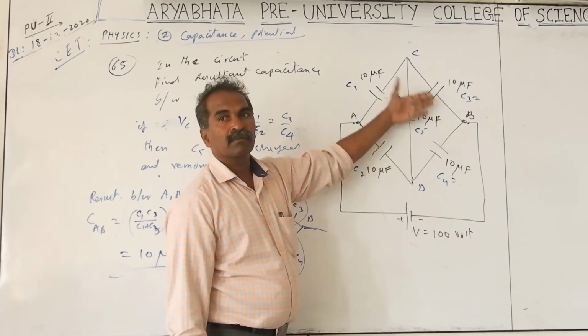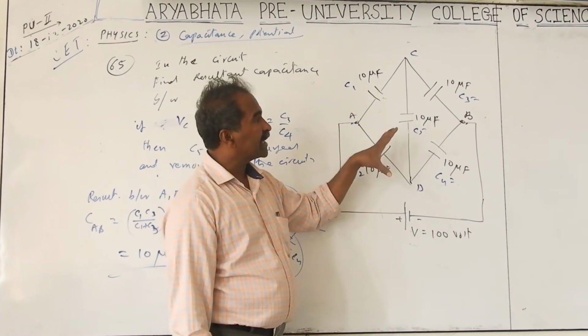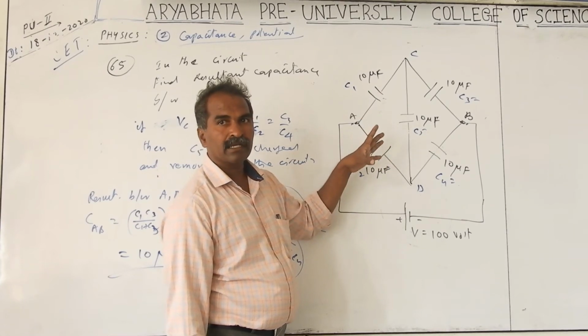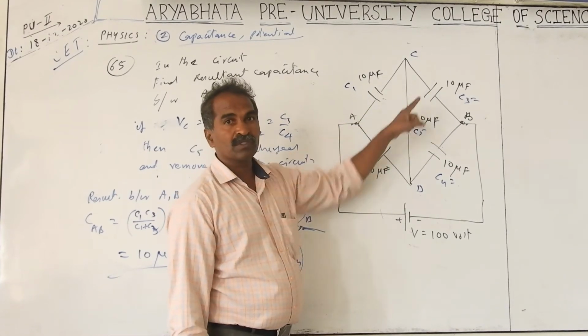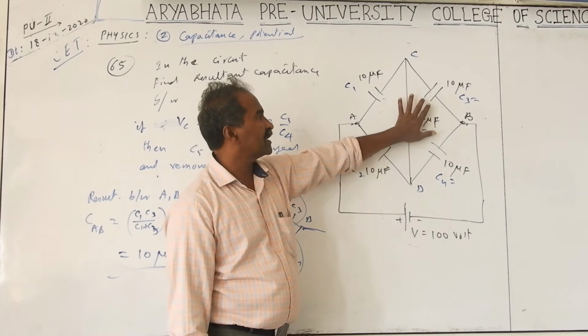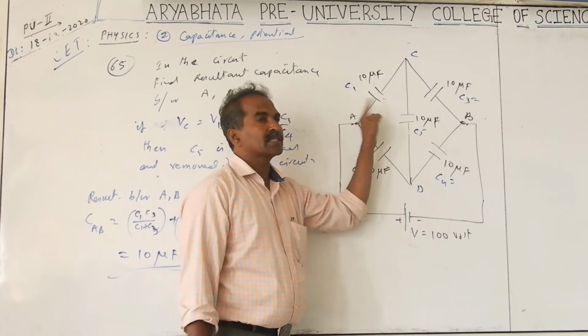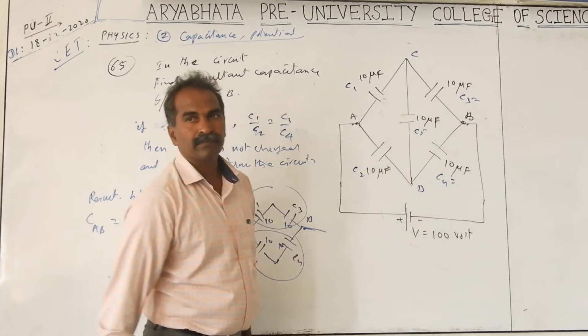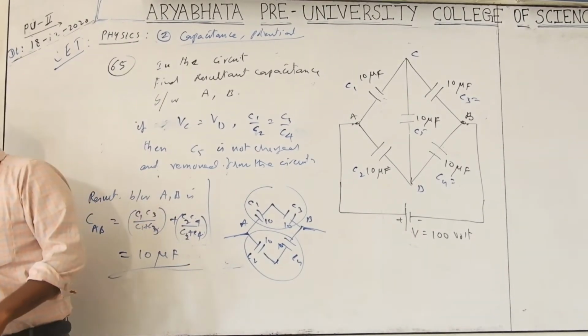If the bridge is balanced, even if they are not all identical, but the ratio C1 by C2 equals C3 by C4 is satisfied, then the center one will be removed. Then you take the rest in series and parallel, and a similar problem is there. Later we will work that out.